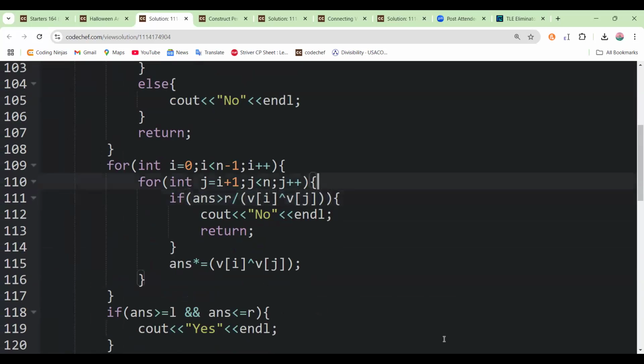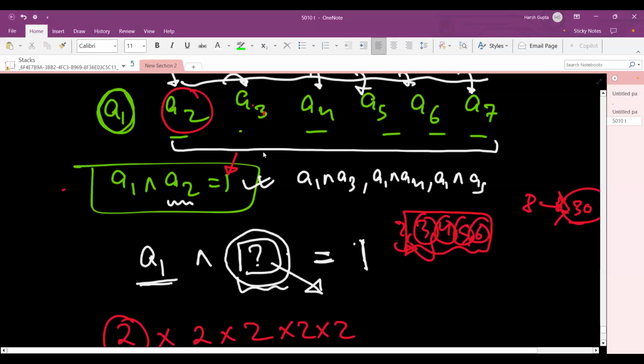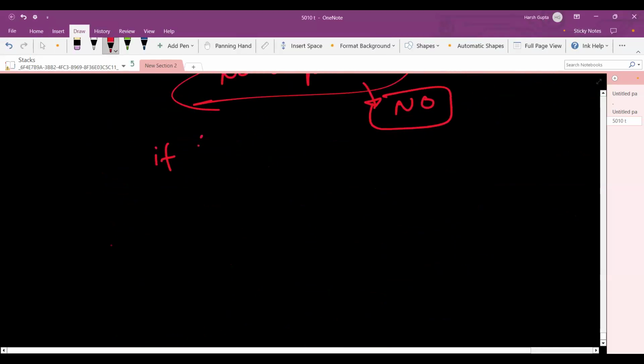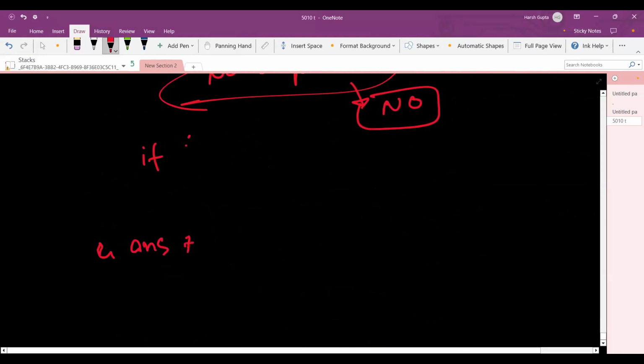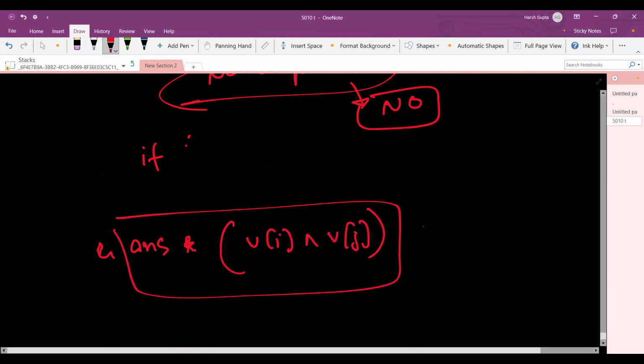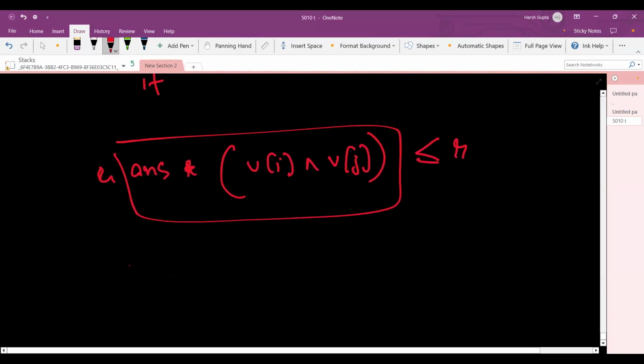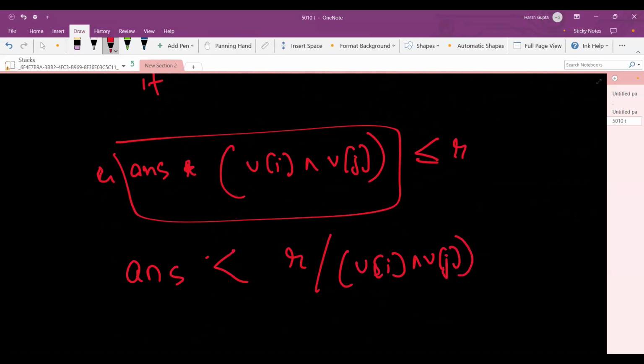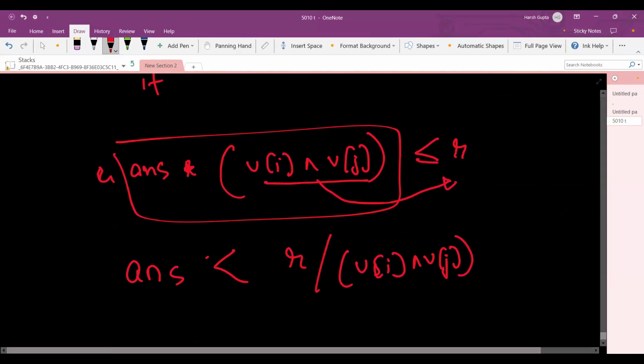So what do we actually want to do? We actually want to multiply answer with v of i XOR v of j, right? We want to multiply answer with this, and this value should be less than or equal to R. So I'm just checking that if answer is less than R by v of i XOR v of j. Just to handle the overflow condition, I've put this v of i XOR v of j on the right hand side. Okay.